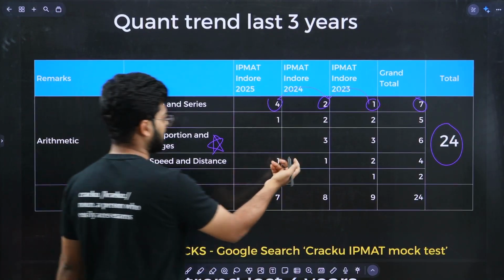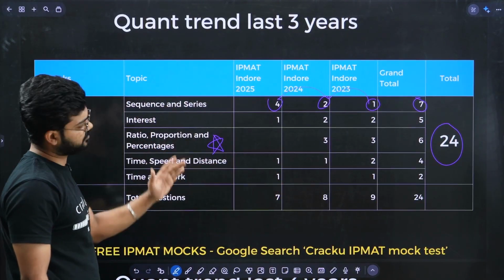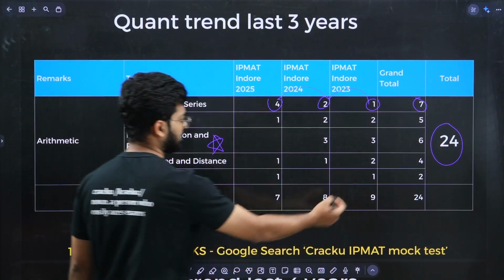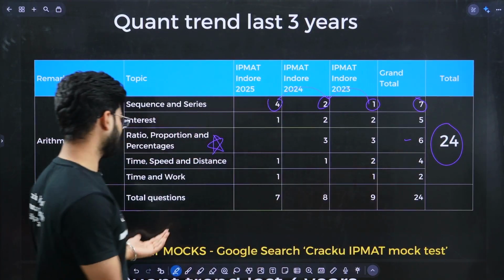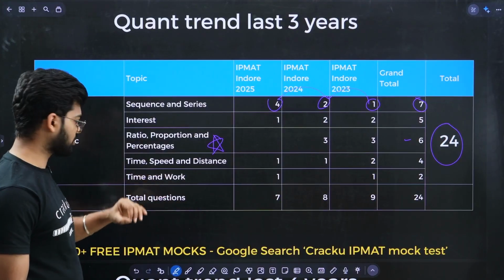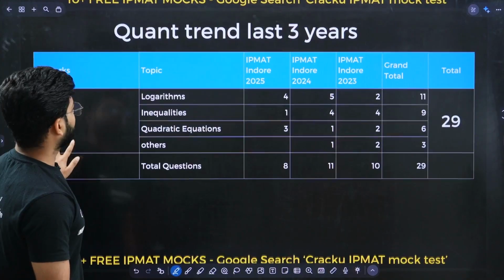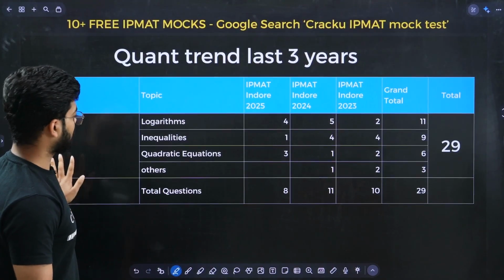They are also coming. Last year, a direct question from ratio and proportion maybe was not there, but it was being used, so it came in 6 questions. Similarly, time, speed, distance, and time and work are the things you should cover in arithmetic. Now, looking back to algebra, right?